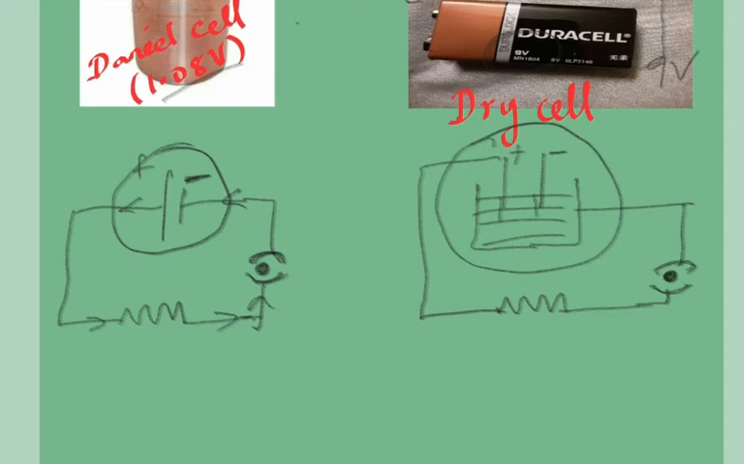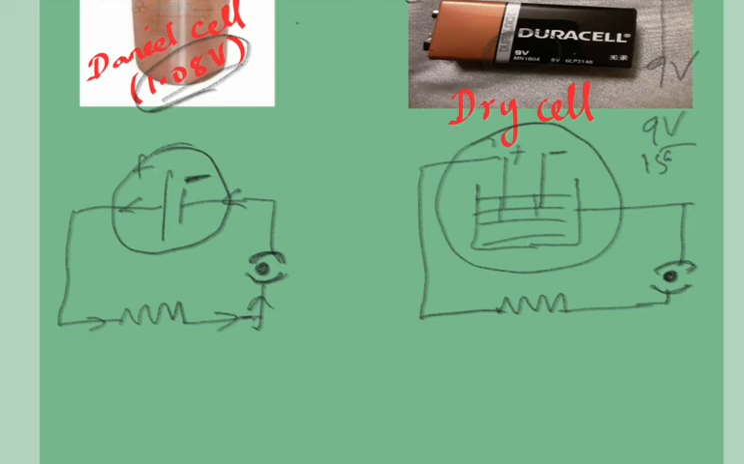Okay, so now I told you about different types of cells, and that different types of cells have different voltages. Dry cell gives 9 volt, then 1.5 volt. Daniell cell gives 1.8 volt and so on. Okay, now let us see what this 1.8 volt or 9 volt or 1.5 volt is. That is actually the EMF of the cell. Now let us see what the EMF of the cell actually is.